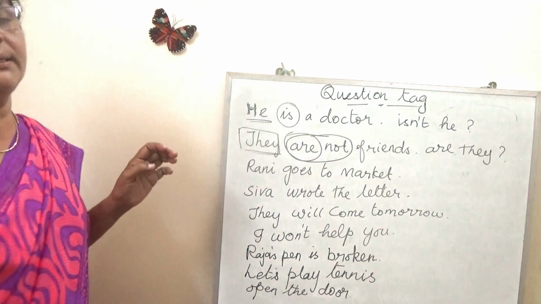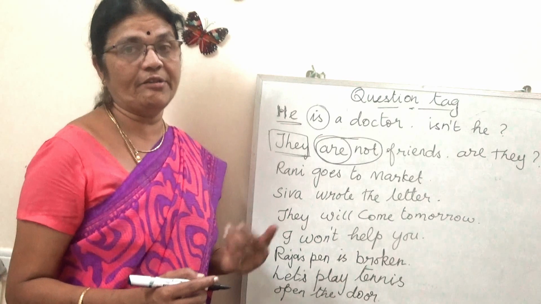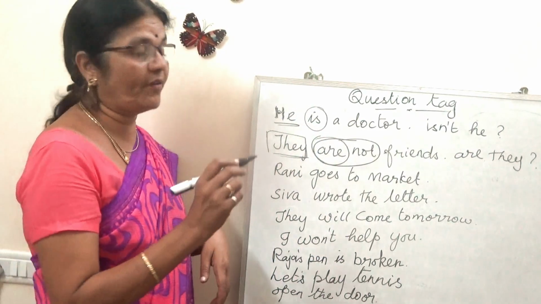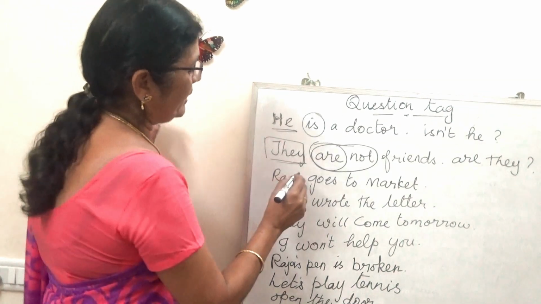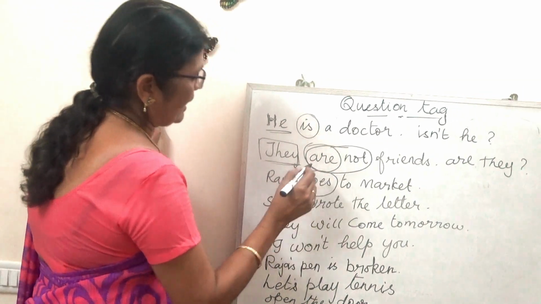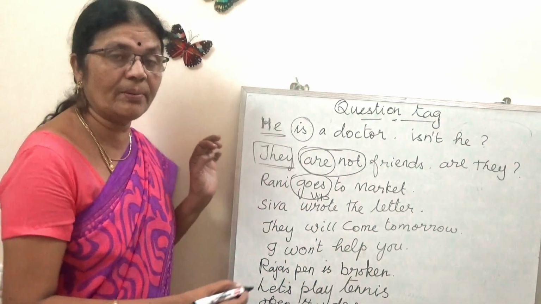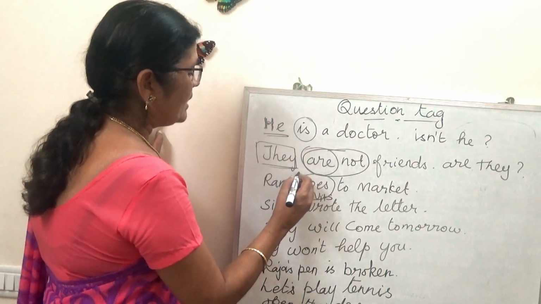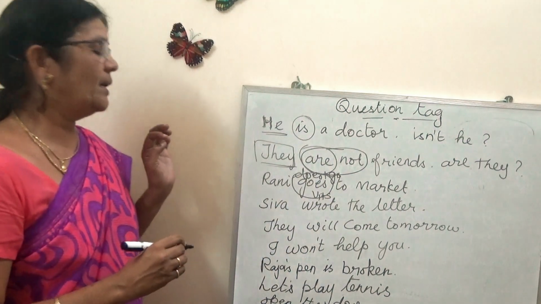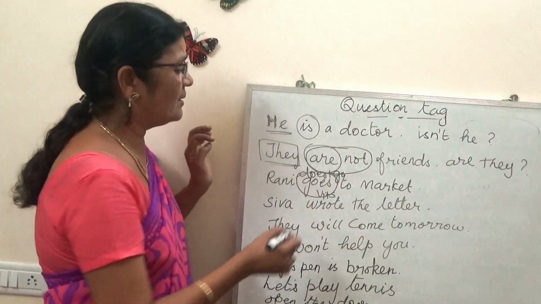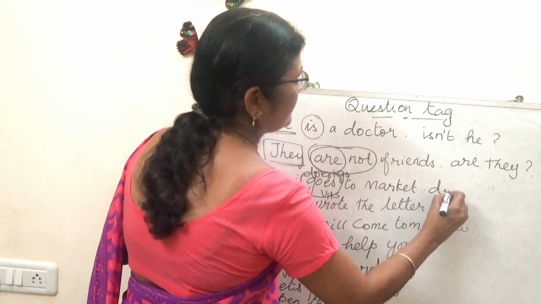And then let's see the third sentence. Identify the auxiliary verb. Here there is no auxiliary verb, so we have to find the main verb and split it. The main verb is goes, which is in the form V1 plus S, so it has to be split into does plus go. Here we have got an auxiliary verb. Since the sentence is positive, we should take the negative tag, doesn't.